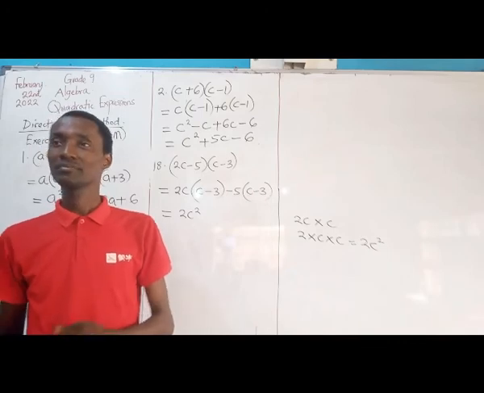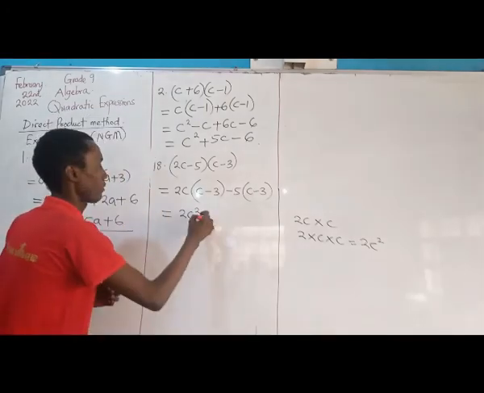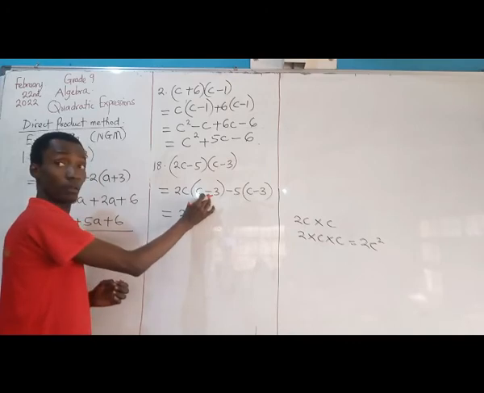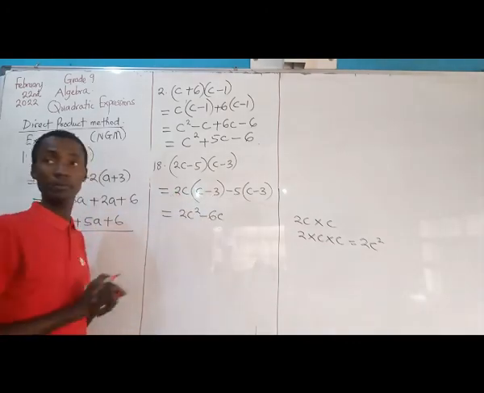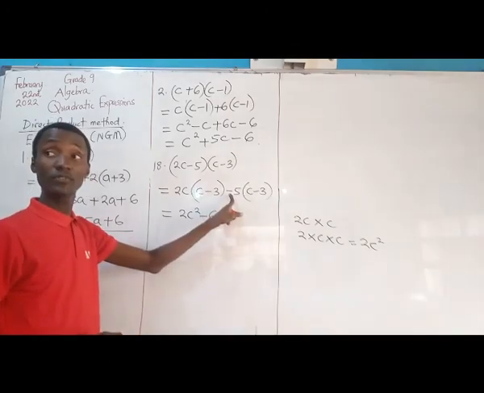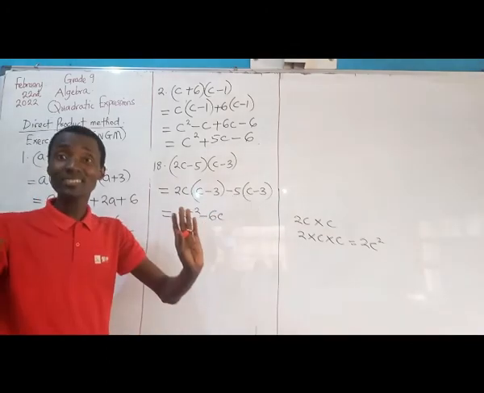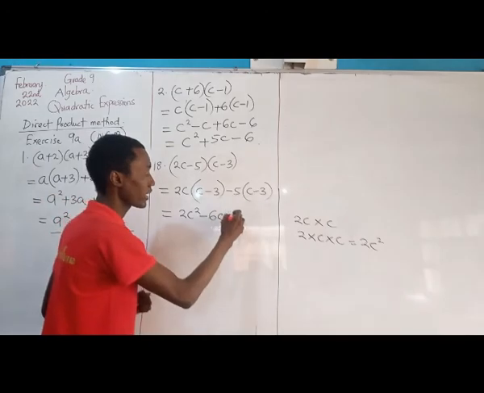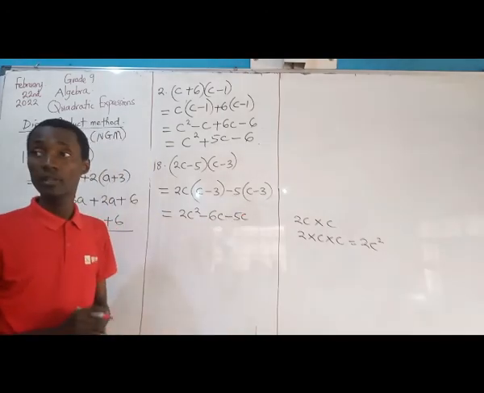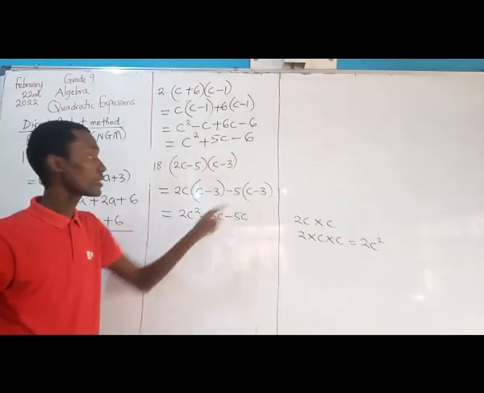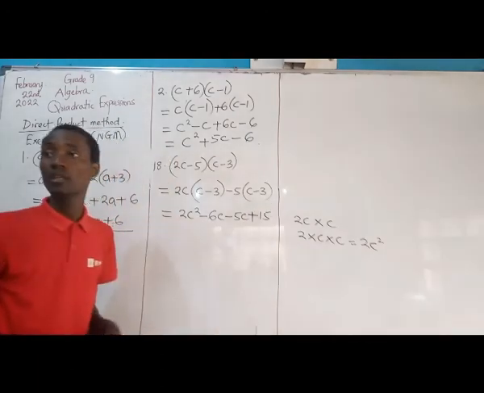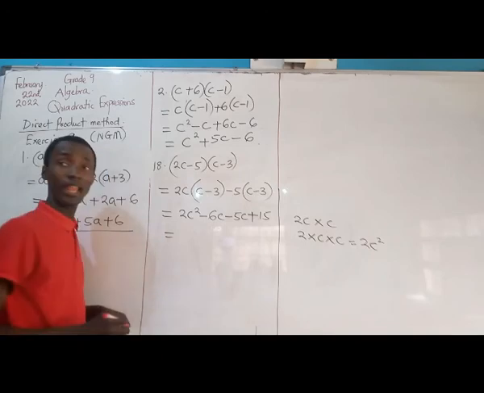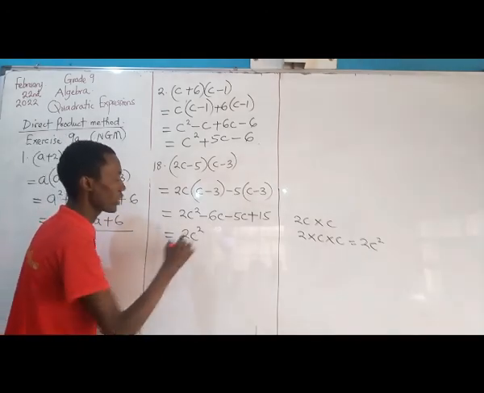Very interesting. Now, minus 2 times 3, 6C. This is negative. This is positive, so my answer must be negative. That will be negative 5C. Negative times negative will give me what? Positive. And that will be 15. Alright, so with this, we collect like terms. This is 2C squared. I'm owing.